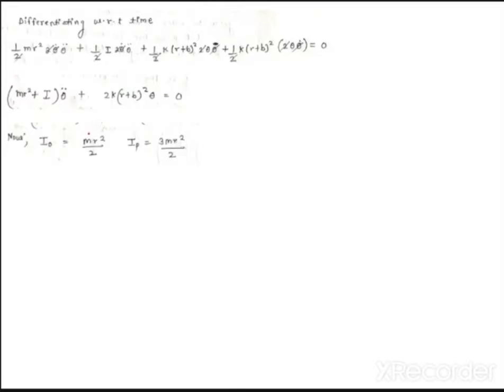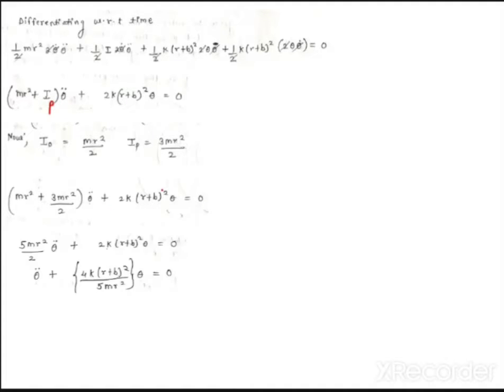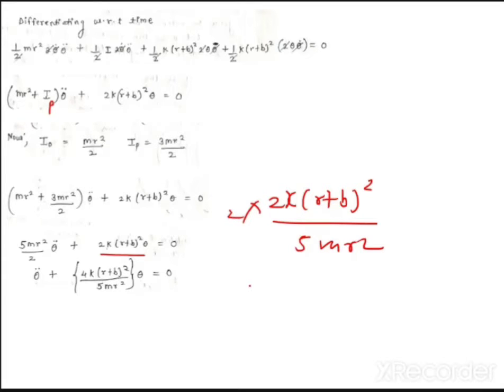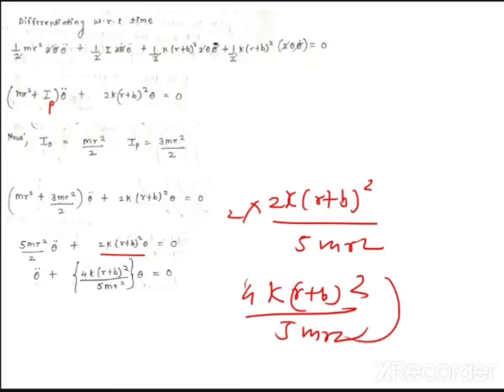Okay. Now you know that I_O is equal to m r squared by 2, I_P is equal to 3 m r squared by 2. Put everything here. So put I equal to 3 m r squared by 2. Sorry, here basically I is nothing but I_P. So finally you are getting 3 m r squared by 2 plus m r squared means what? 5 m r squared by 2, plus 2k (r plus b) squared. So finally you divide this, and you are getting theta double dot plus 4k (r plus b) squared divided by 5 m r squared, since the 2 will go up. This is the term you are getting here.